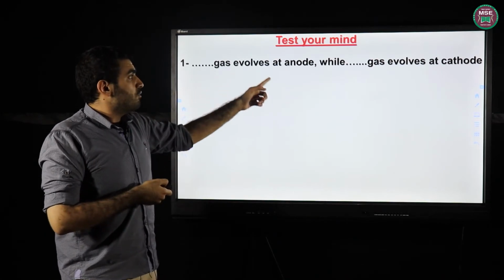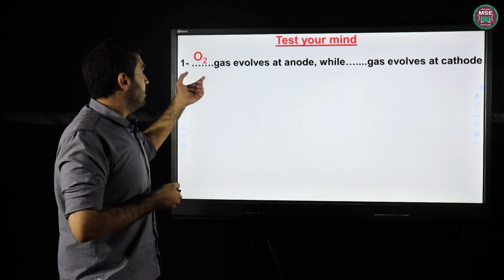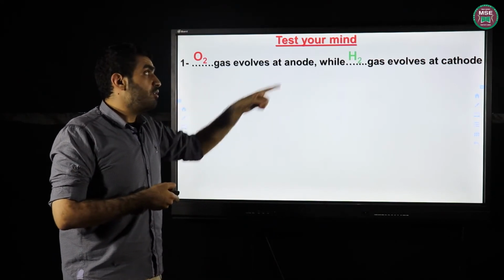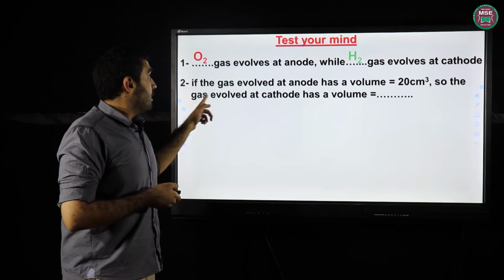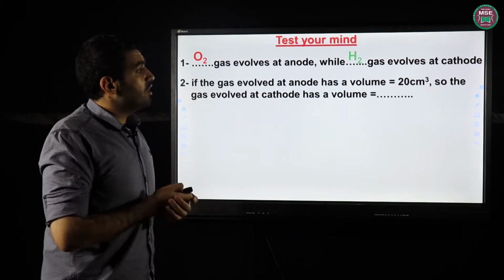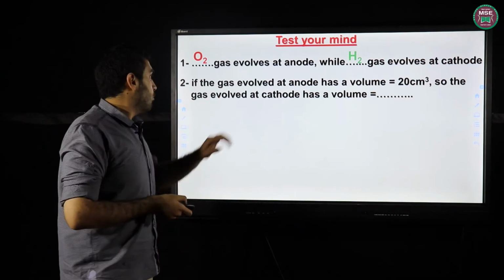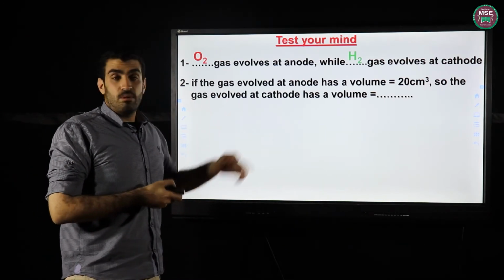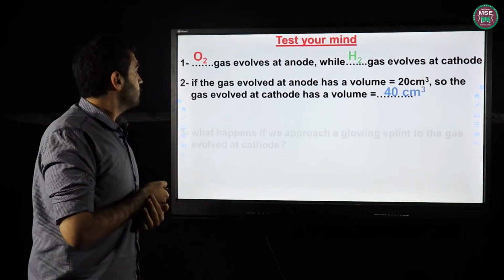Oxygen evolves at the anode, while hydrogen gas evolves at the cathode. Number 2, if the gas evolved at the anode, which is oxygen, has a volume equal to 20 centimeter cube, then the gas evolved at the cathode has a volume equal to double, 40 centimeter cube.